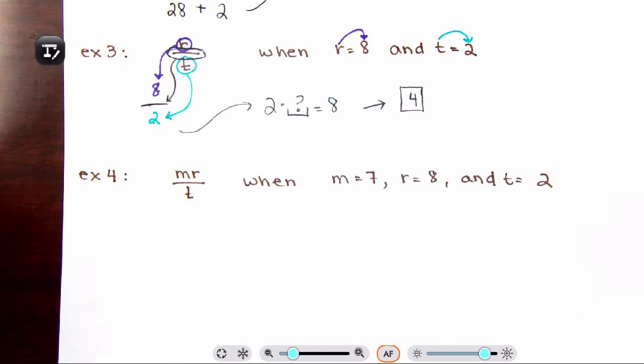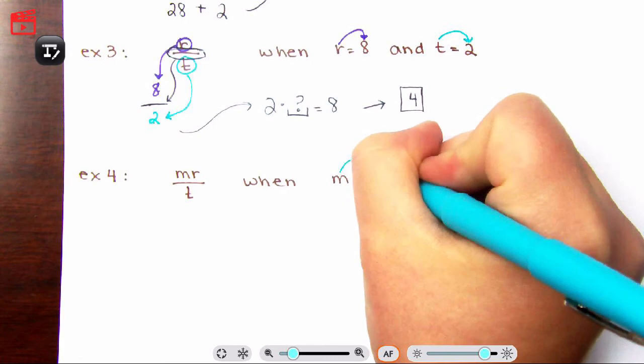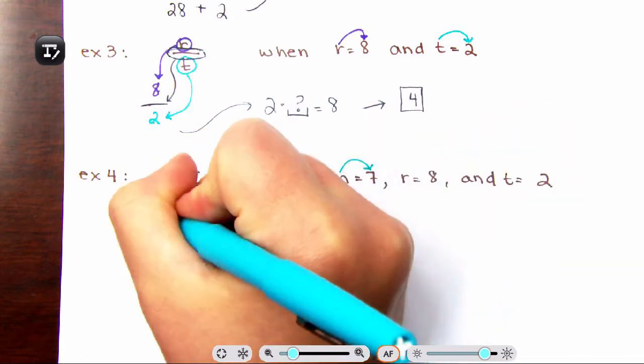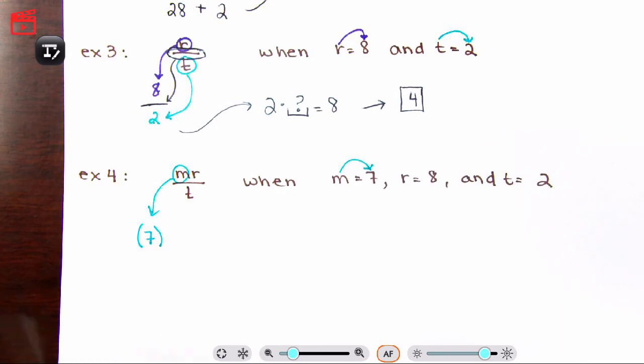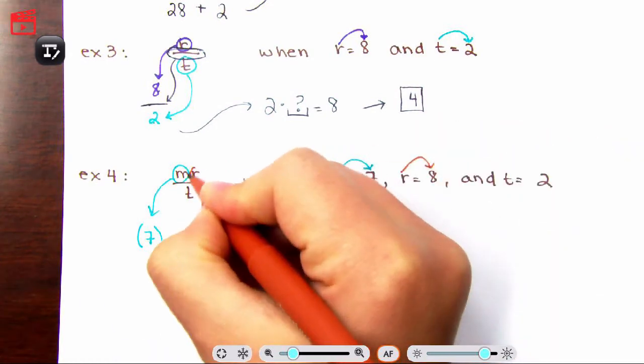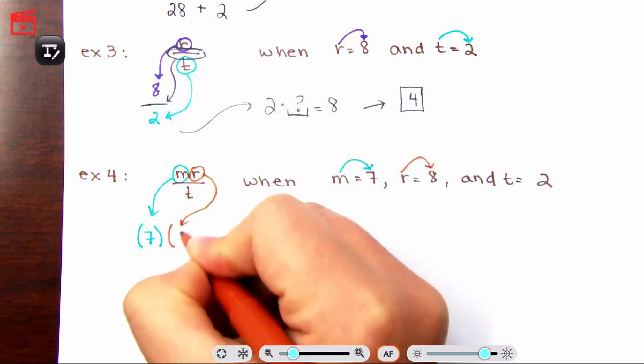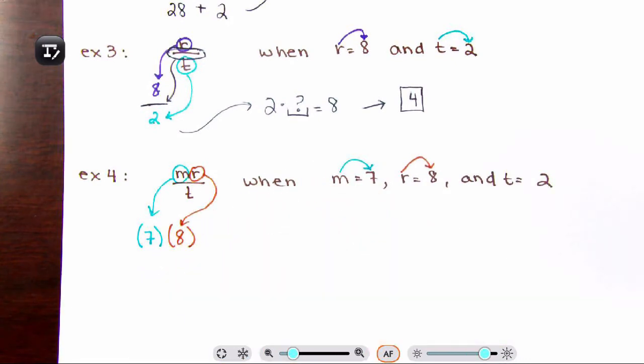Let's try one more. This is example number 4 that you did not have a moment to write down, so take a moment to write this down. Once again, let's go ahead and substitute. I have M is 7. R is 8. Always put parentheses. T is 2.